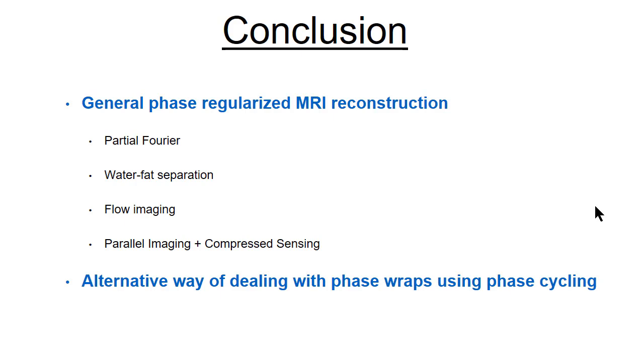So in conclusion, we've proposed this general phase regularized image reconstruction method that's applicable to partial Fourier, water-fat separation, and flow imaging. And this can be combined with parallel imaging and compressed sensing. The key feature of our reconstruction method is an alternative way of dealing with phase wraps. So instead of unwrapping them, we cycle them. Thank you.